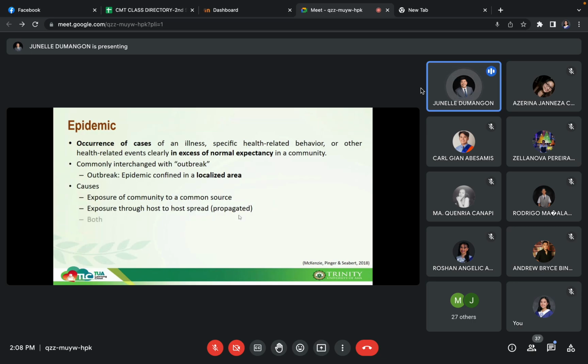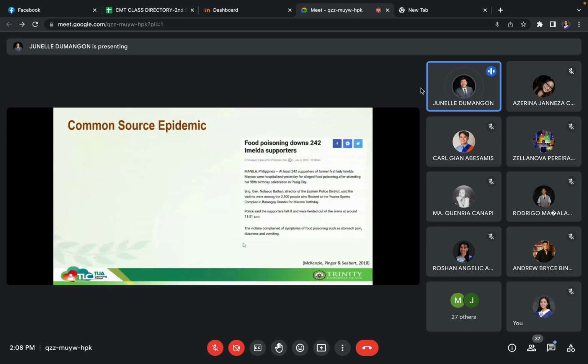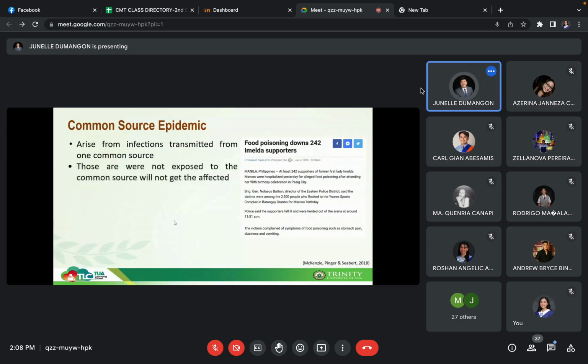And then lastly, an epidemic can happen when there is a presence of a common source and propagation as well. So both. So when there is only one common source of infection, we call it a common source epidemic. So these are infections transmitted from one common source. So those who were not exposed to the common source will not get affected. So here is a news article which explains that.